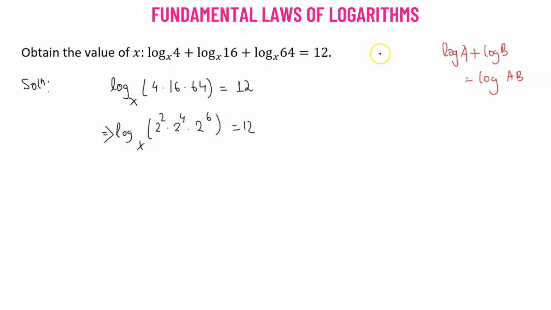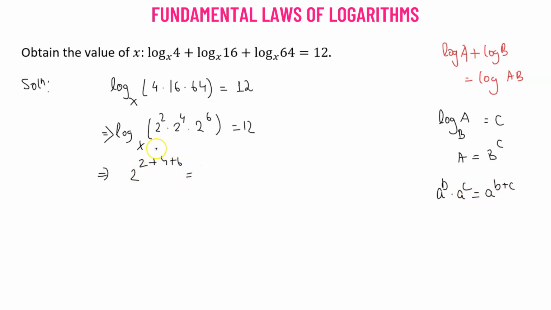Now we'll use the definition of logarithm. Our definition being, if we have log of a with the base of b equals c, that means we have a equals b raised to the power of c. And this will give us 2 squared, so we can add them. We'll use the property of indices: if we have a raised to the power of b times a raised to the power of c, that's equivalent to a raised to the power of b plus c. So that means we have 2 raised to the power of 2 plus 4 plus 6. And using the definition of logarithm, we have x raised to the power of 12. So that gives us 2 raised to the power of 12 equals x raised to the power of 12.